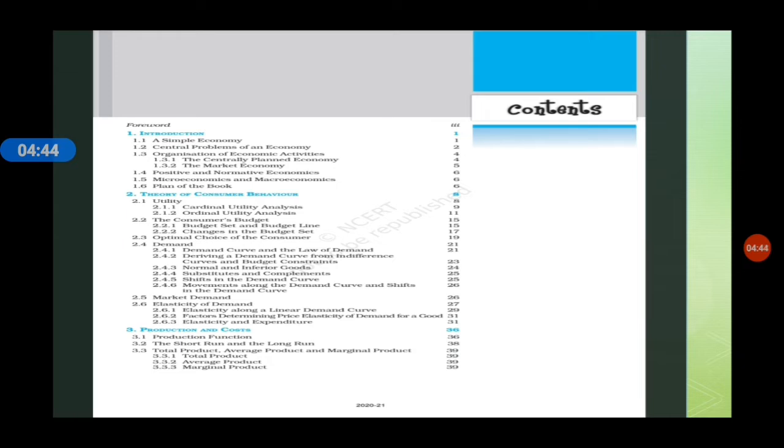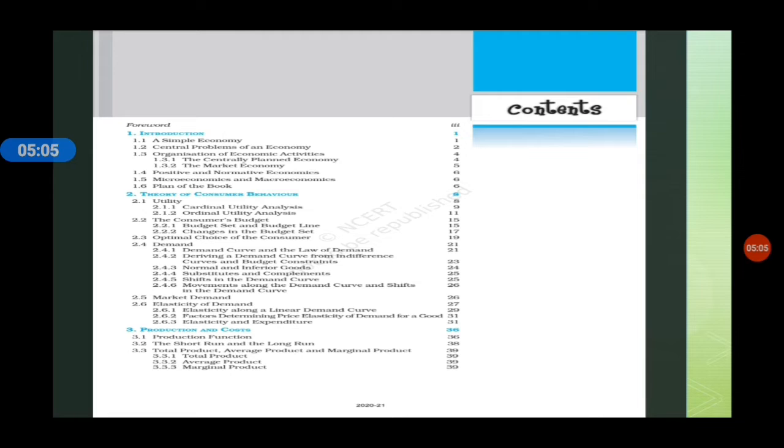In this demand concept, they have kept some sub-concepts like demand curve, the law of demand, and deriving a demand curve from indifference curves and budget constraints. So this much they have said about demand.